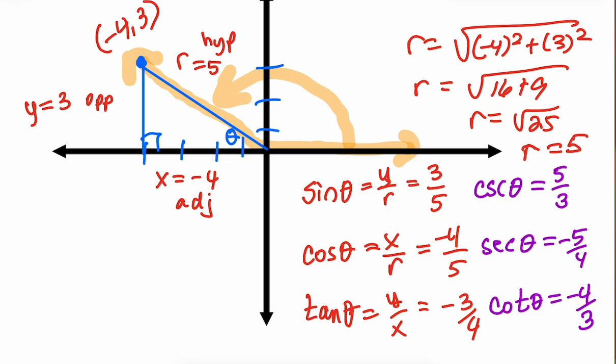So it is what we've done before, except now we might have some positives or negatives based upon what quadrant we land in. The point negative 4, 3, the x value is negative, so anything that uses an adjacent will be negative. So that's why our cosine ended up being negative and our tangent ended up being negative, because they both use the adjacent side.